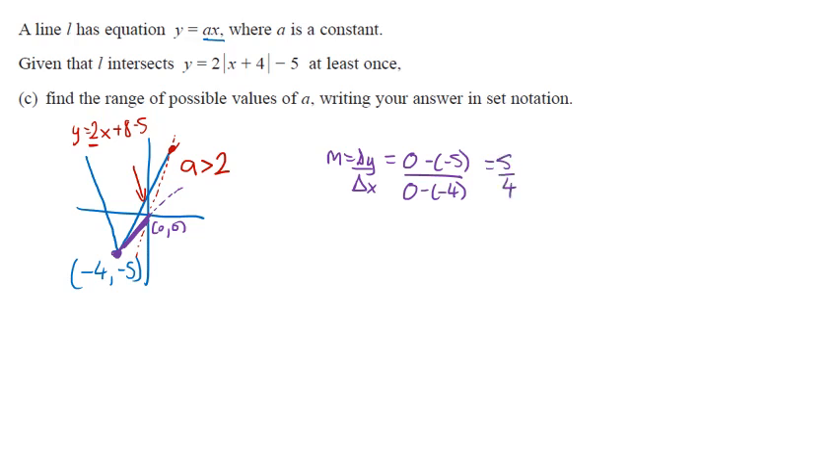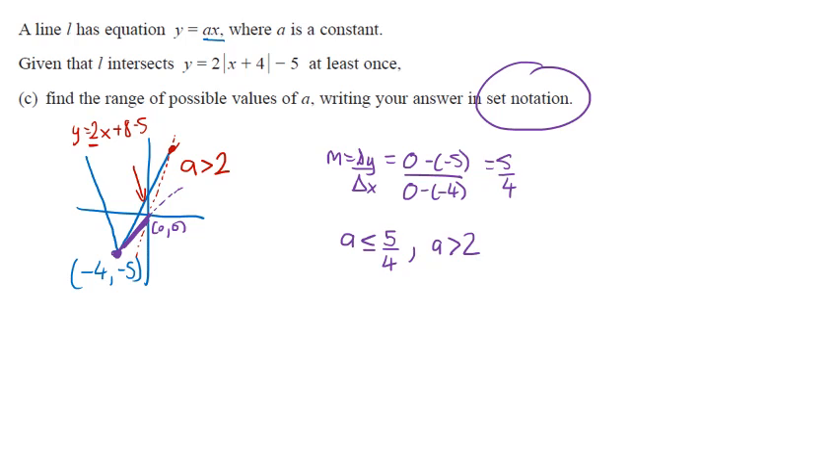So the gradient, that's the most steep it can be, so it must be less than or equal to 5 over 4, or greater than 2. Notice it's not greater than or equal to 2, because if it was equal, the lines would be parallel and never meet. So we've got that. Now the question says give your answer in set notation.